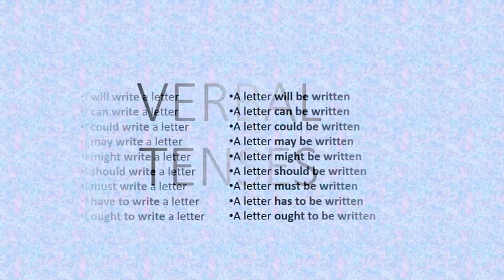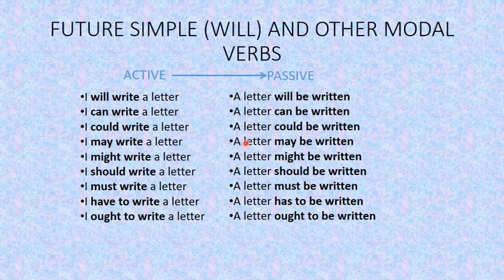Alright students, let's take a look at some of the verbal tenses. Future simple, will and other modal verbs. I will write a letter. A letter will be written. It could be by me, or if you do not want to add a subject, that's fine. I can write a letter. A letter can be written. I could write a letter. A letter could be written.